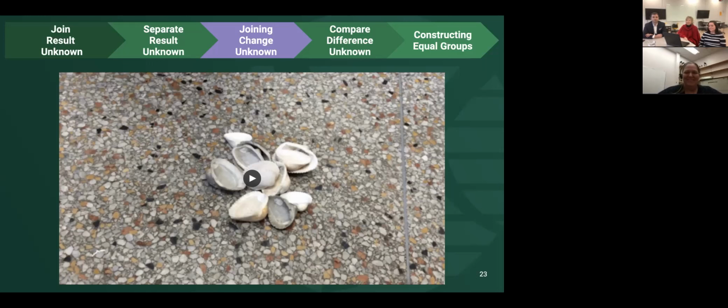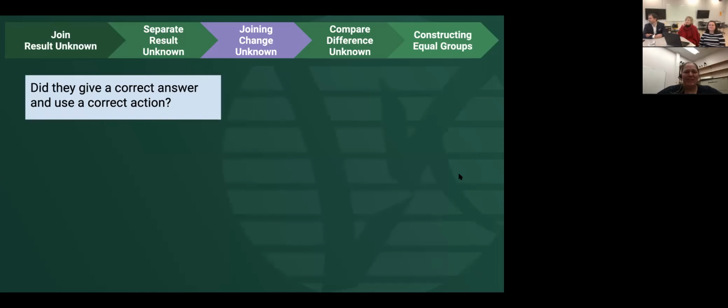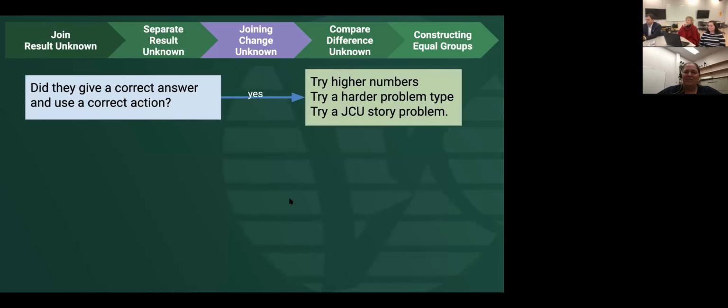So we're actually at a place where we need to use harder and bigger questions with them, or different types of questions. Your kids might be ready for the full-blown story problems in some of these cases. Certainly those two with those numbers. As you get harder numbers, it becomes more challenging. Did they give a correct answer and use a correct solution? That's a yes on both counts here. So you could try some higher numbers, a harder problem type, and a join, change unknown, full-blown story problem.